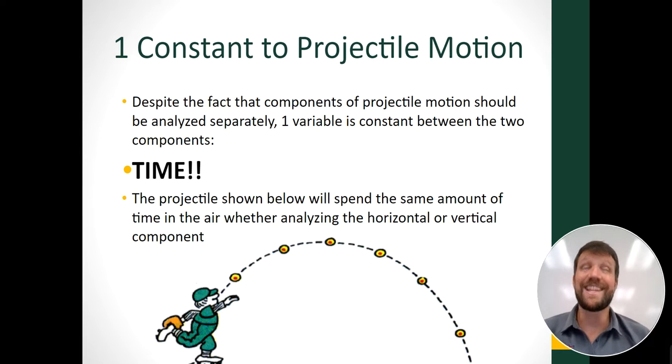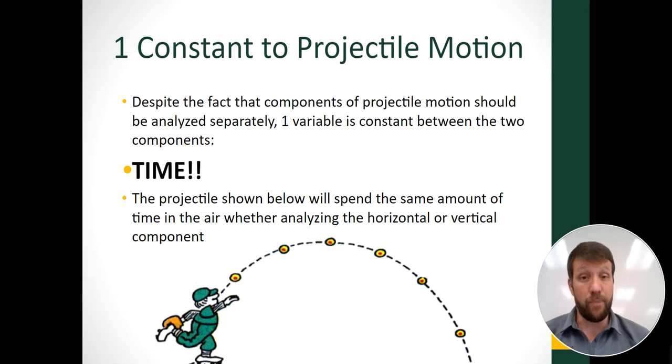If we look at this terrible pitch at the bottom of the screen, and we look at how fast it's moving in the horizontal direction and how fast it's moving in the vertical direction, one thing is constant, and that is the amount of time that goes by as it moves. So from release to landing on the ground, the same amount of time is passing whether I look in the vertical or the horizontal direction. The projectile shown below will spend that same amount of time in the air, whether analyzing the horizontal or the vertical components of its motion.